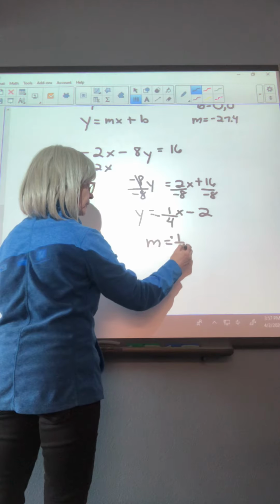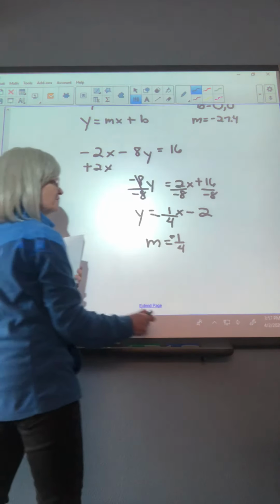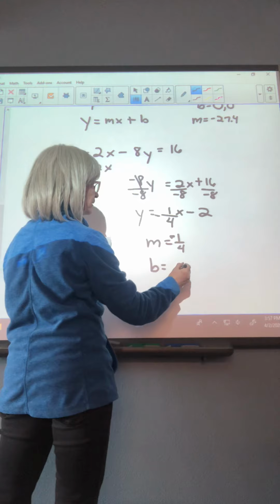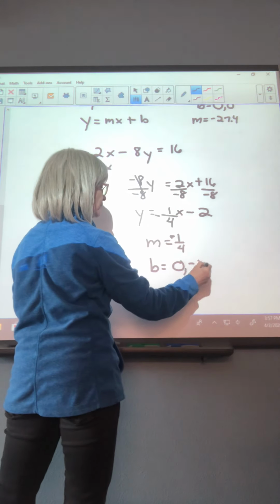There we go. Negative 1/4. And then the b, which is the y-intercept, that point would be 0, -2.